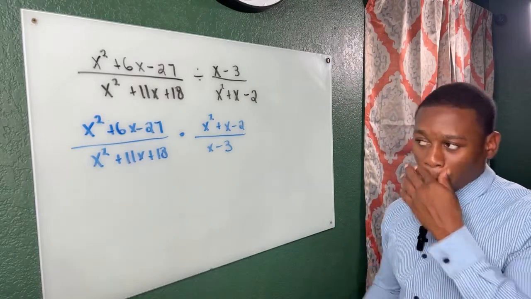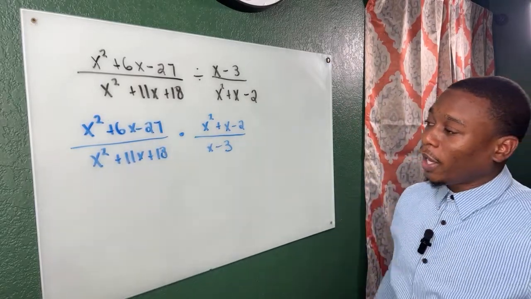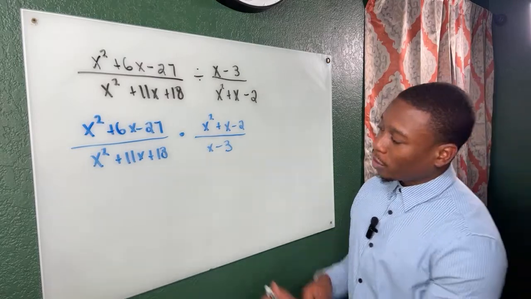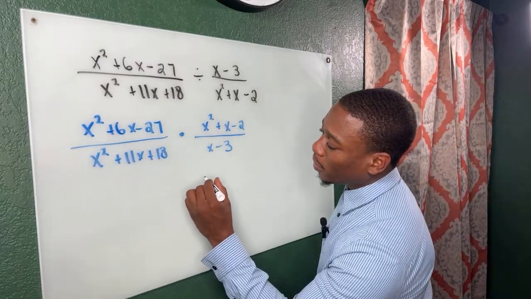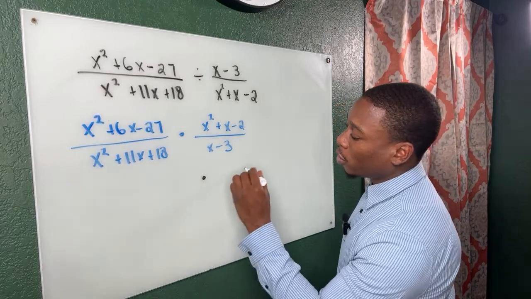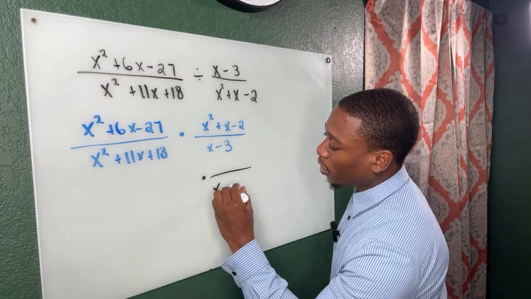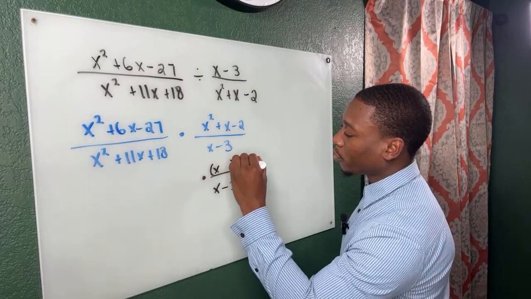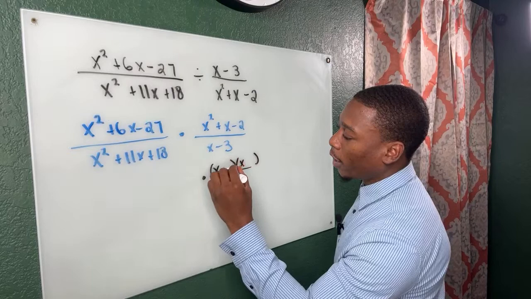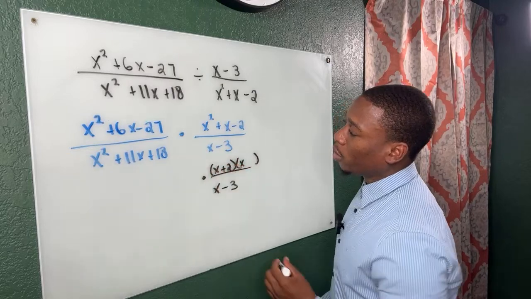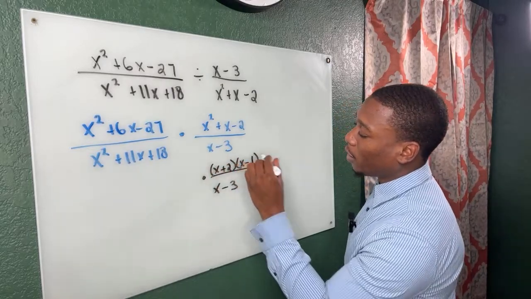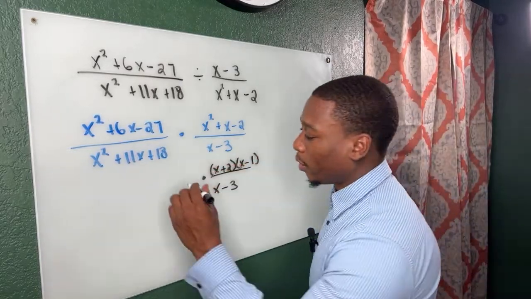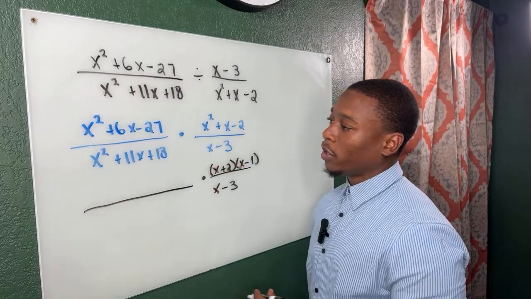Now that we've done that, we need to check to see what we can factor, and we have a few things that we need to factor. So I'm going to start on this right side because this side seems a little bit more simple. So we know our denominator stays the same, and then when we look at our factors, we're going to have x plus 2 times x minus 1. All right? And then when we go to this side, let's see if we could factor this out.